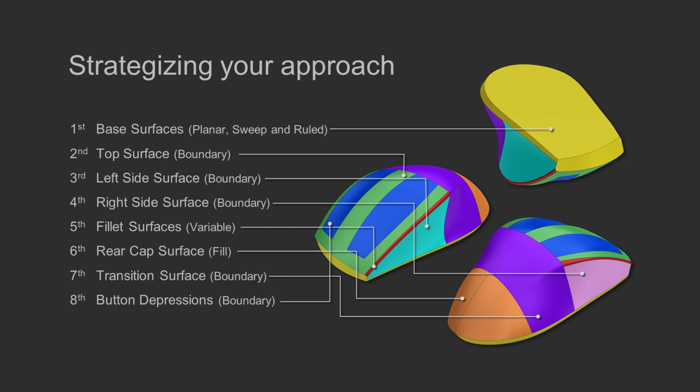So from that, then I will step through the various surfaces that we'll use to complete this form. And that's mostly boundary surfaces. There's a few variable fillets in there. There's a fill surface. And then finalizing with some button depressions, which are also boundaries. So it represents a good set of the type of tools that you would use in SolidWorks to do this kind of product.